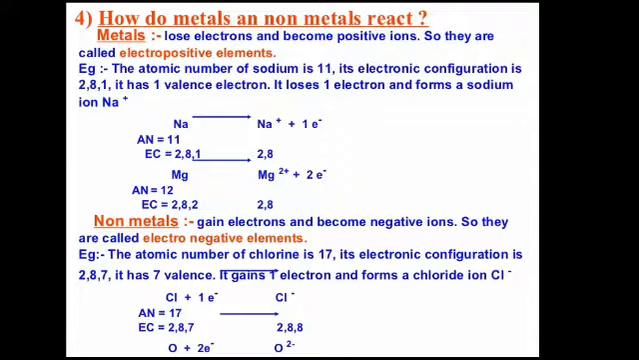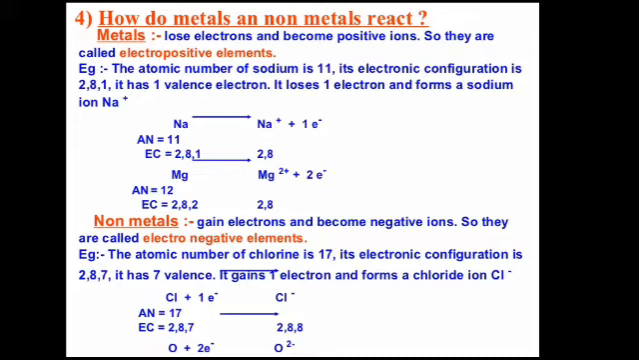Metals are electropositive elements, that is, they lose electrons and become positive ions. For example, sodium has 11 electrons, and its electronic configuration is 2, 8, 1, so there is only one electron in its valence shell. It loses this one electron to form a sodium ion, that is, a sodium atom gets converted into a sodium ion by losing one electron.